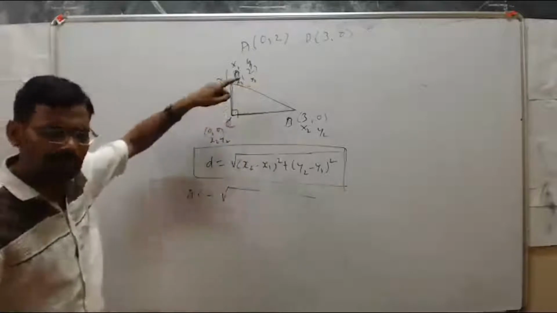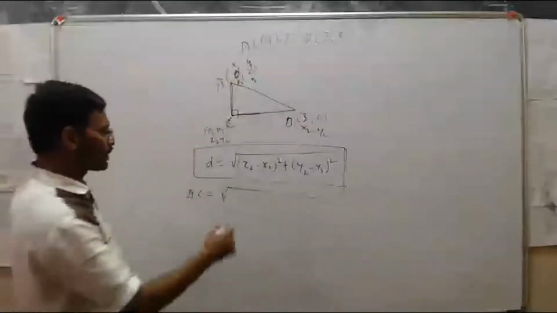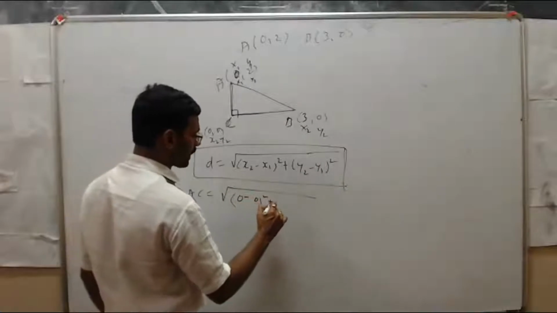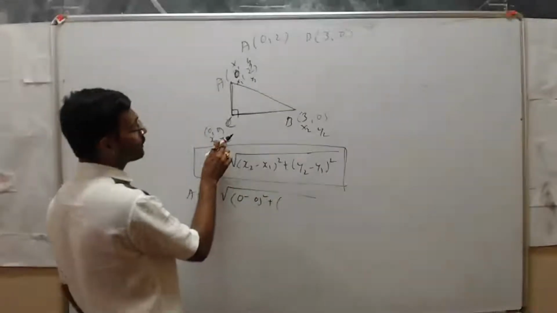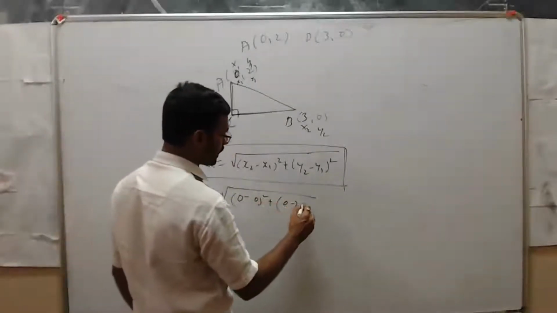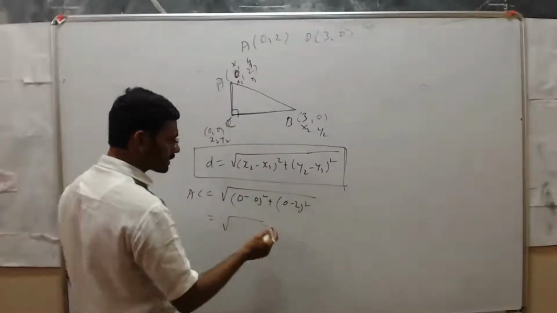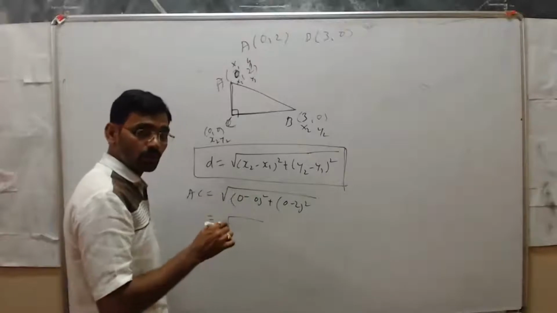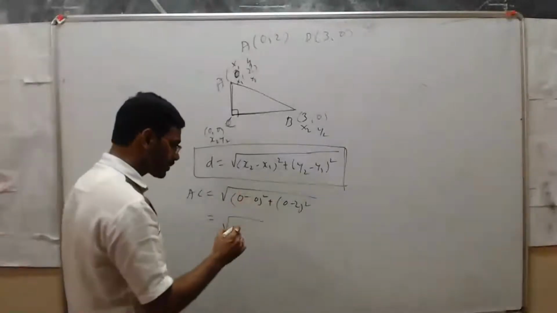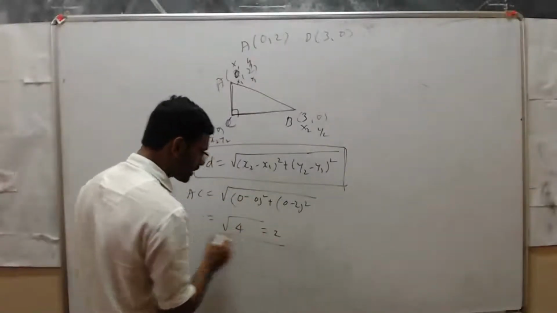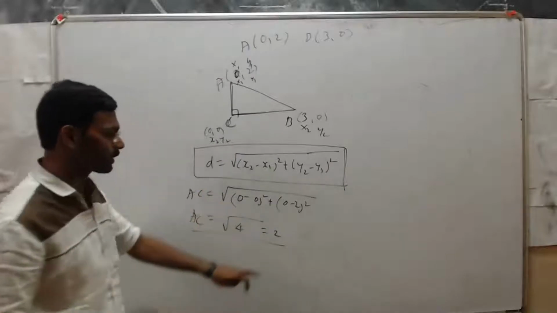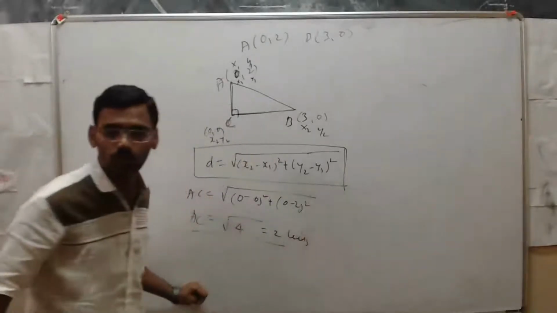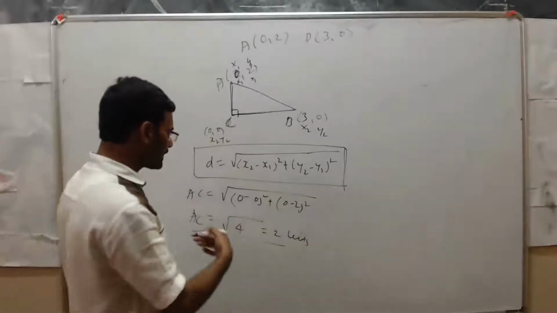AC or CA, both are same. We take the root. X2 value minus x1 value is 0, whole square, plus y2 minus y1 is 0 minus 2, whole square. 0 minus 0, 0 square is 0. 0 minus 2 is minus 2, minus 2 whole square is plus 2 square, which is 4. Therefore the answer is 2. Therefore the distance of OC is 2 units. It is very important. 2 units. Distance of AC is over.